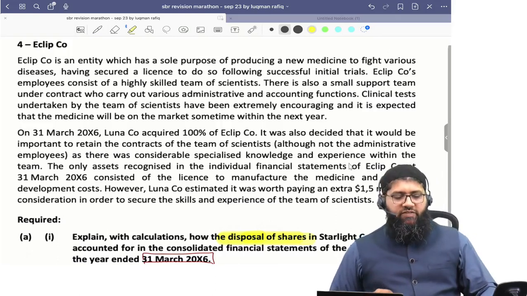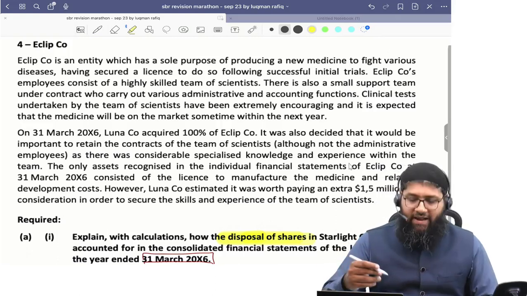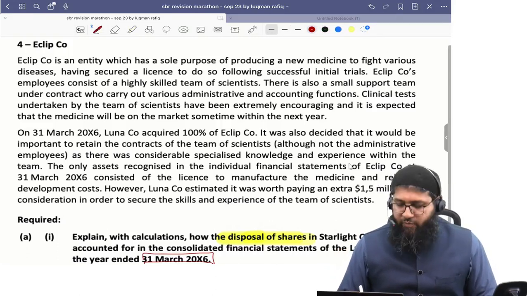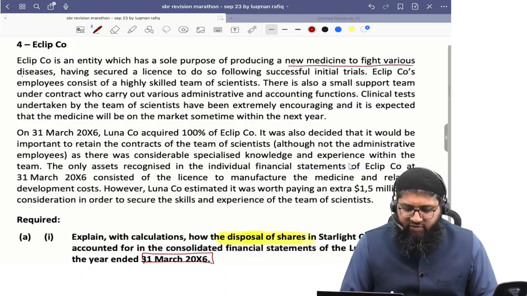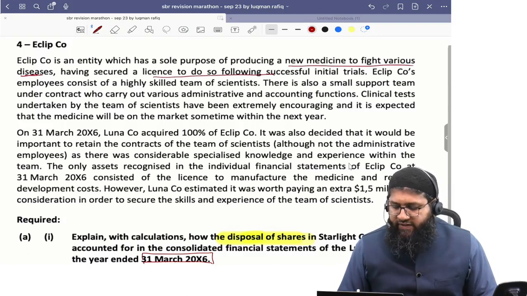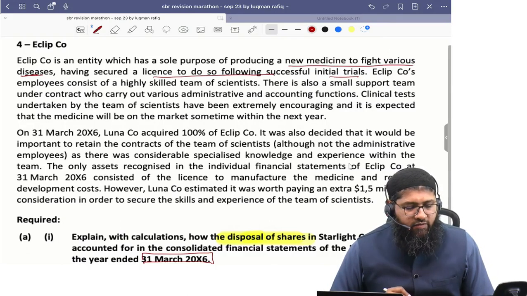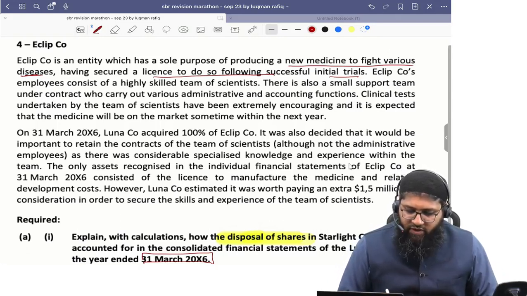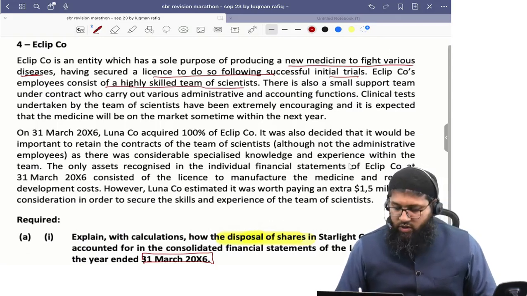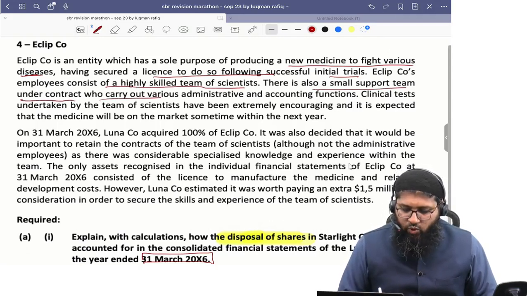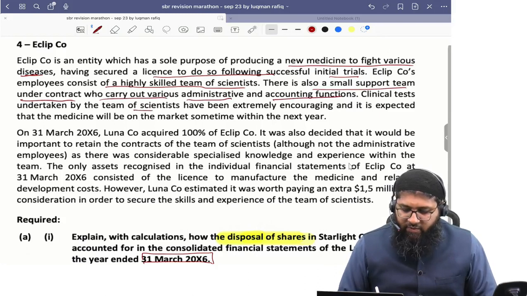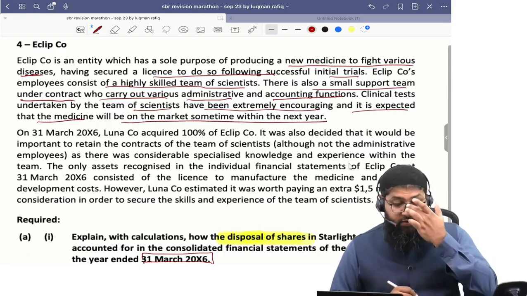Okay, let's just try to see what's happening with respect to this Eclipse company. It says Eclipse is an entity which has a sole purpose of producing a new medicine to fight various diseases, having secured a license to do so following successful initial trials. So they secured a license and they're actually producing a new medicine. Eclipse consists of a highly skilled team of scientists. There is also a small support team under contract who carry out various administrative and accounting functions. Clinical tests undertaken by the team of scientists have been extremely encouraging, and it is expected that the medicine will be on the market sometime within the next year.